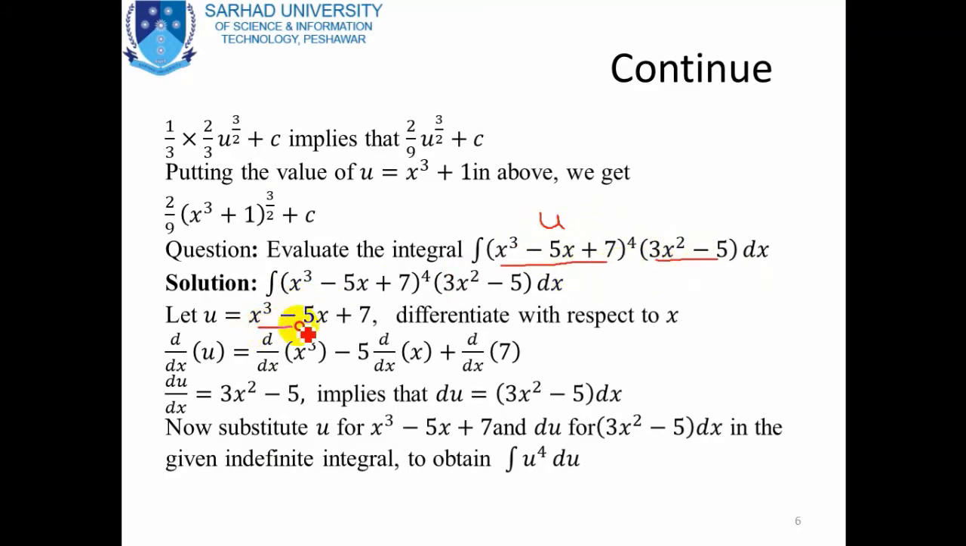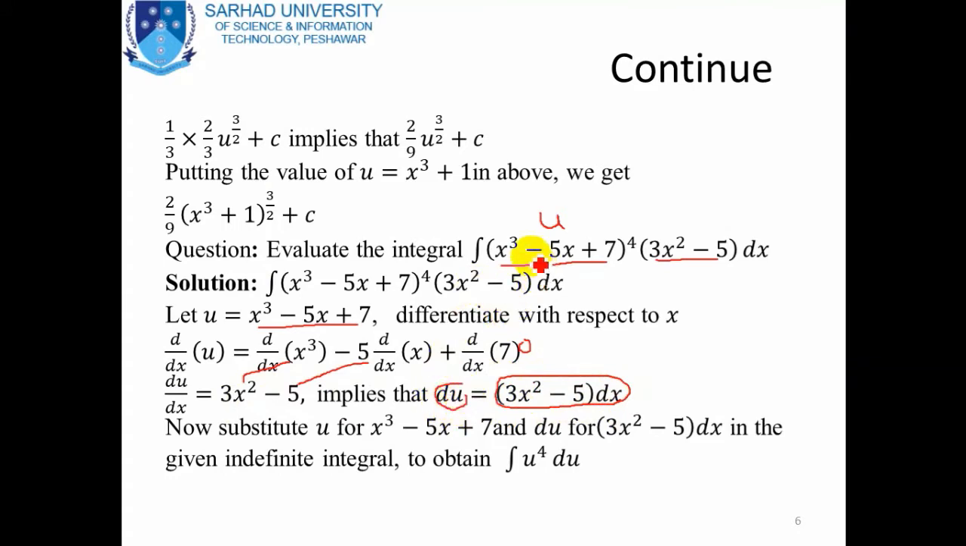If we suppose u is x cube minus 5x plus 7, then taking the derivative with respect to x, du by dx, and using the power rule, the derivative of x cube will be 3x square, and the derivative of 5x is 5, and the derivative of 7 will be 0. Now we obtain du is equal to 3x square minus 5 into dx. So this term is replaced by the new differential du.